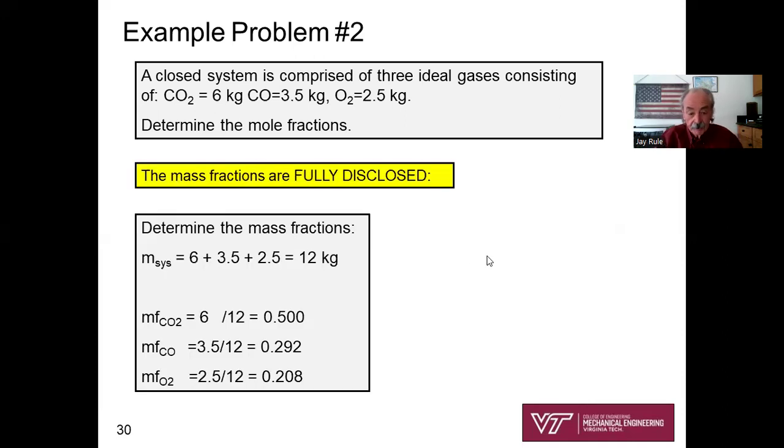Okay, fully disclosed. The mass of the system is 12 kilograms. So you immediately calculate out the mass fractions of the different constituents. You say, oh boy, I might get partial credit on a quiz for this. You'll get a little partial credit on a quiz for this, but not much.